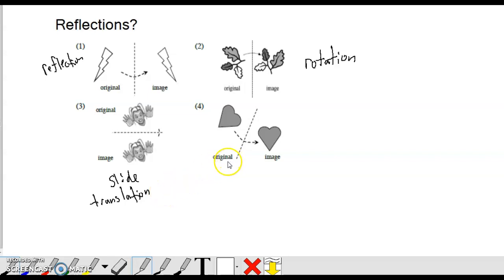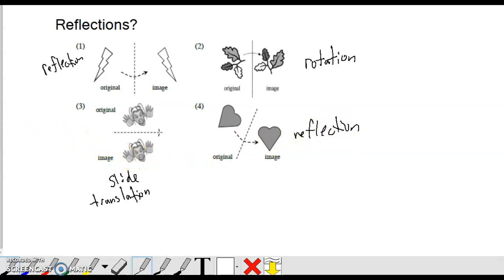And number four is a reflection. So again, we are reflecting it over that line. Oops, make sure I spell that correctly. So this one is a reflection. So hopefully you did well. If not, you will get extra practice with this in a little bit.